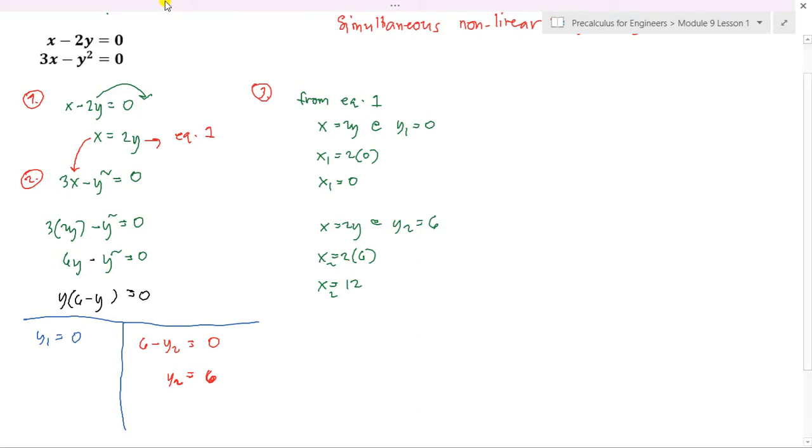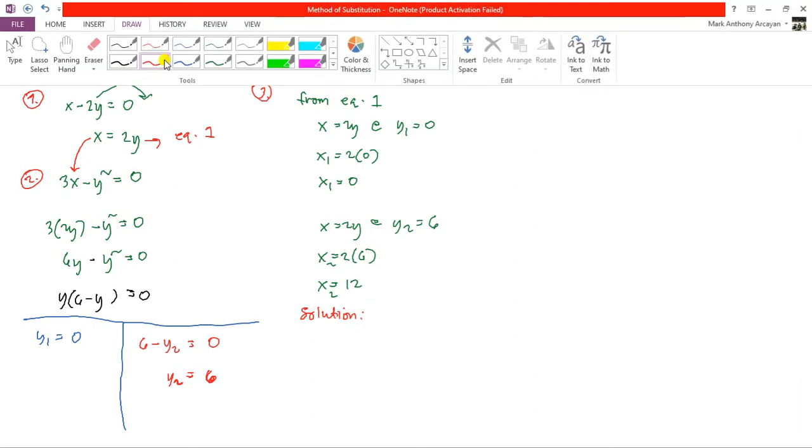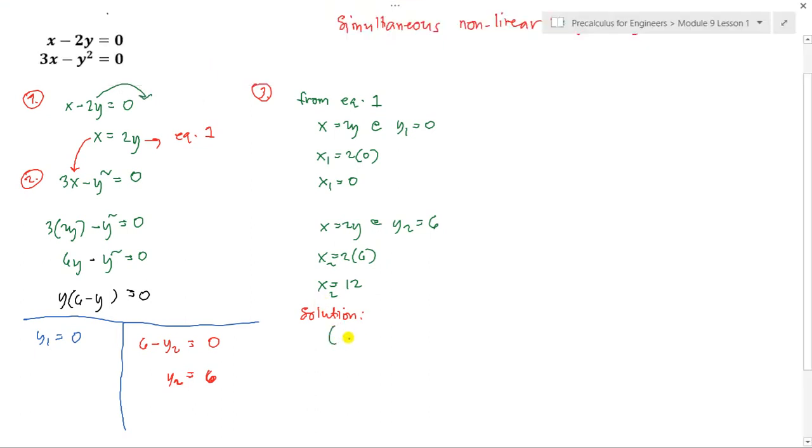So therefore, our solution, ito na kabuok. So our solution, we have the first one. Okay, pinakauna ato na siya i-ordered pair nga form. Pinakauna is x sub 1 is 0, then y is 0, and yung pangalawa, so that is x sub 2 is 12, and then y is 6. So this would be our solution. And if we're going to interpret this, ato na po na siya interpret na po.